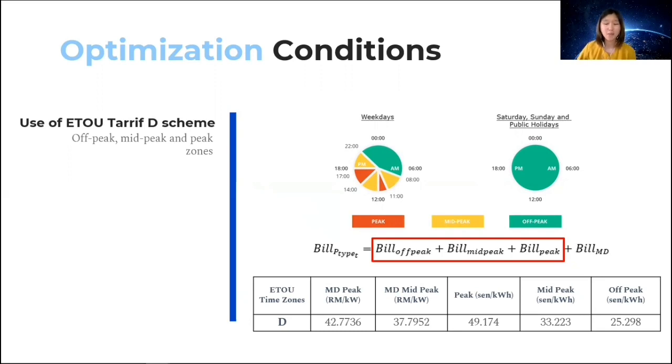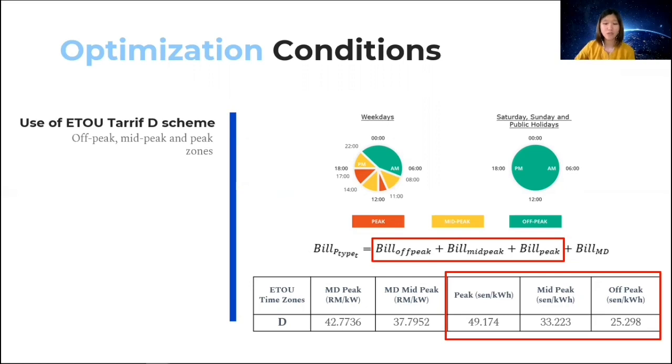Next, mid-peak period in yellow occurs on weekdays 8 to 11 a.m., 12 to 2 p.m., and 5 to 10 p.m., whereas peak period in red occurs on weekdays 11 a.m. to 12 p.m. and 2 to 5 p.m. Since the price increases across off-peak, mid-peak, and peak period, having an optimized solar and battery may reduce loads in peak period or shift loads from a peak to off-peak period to save cost.